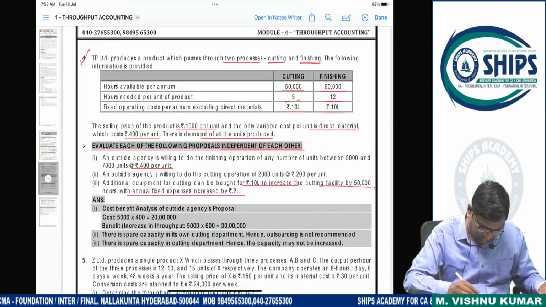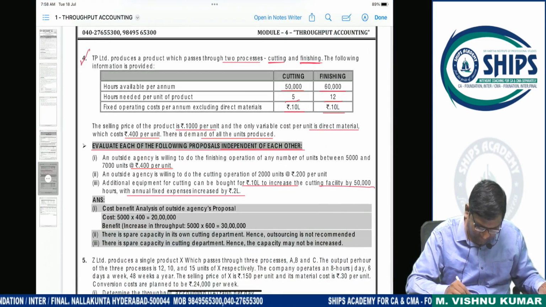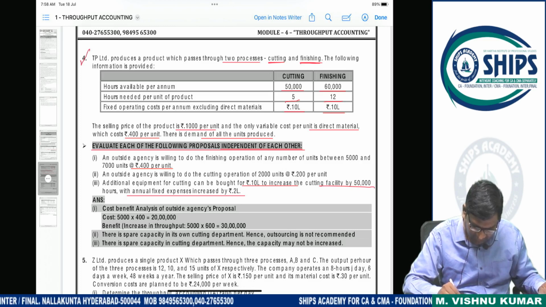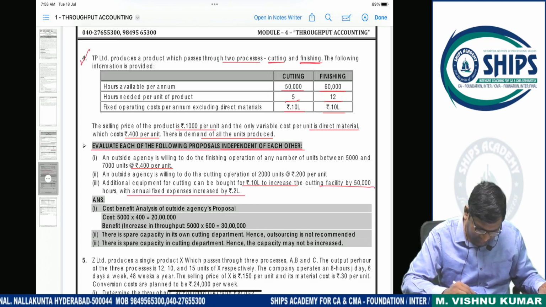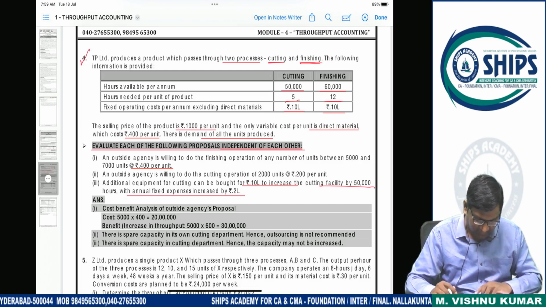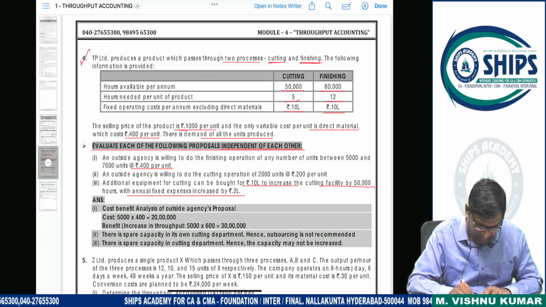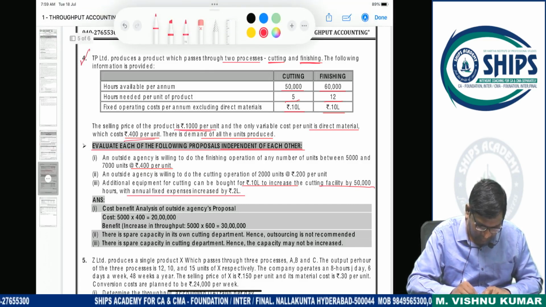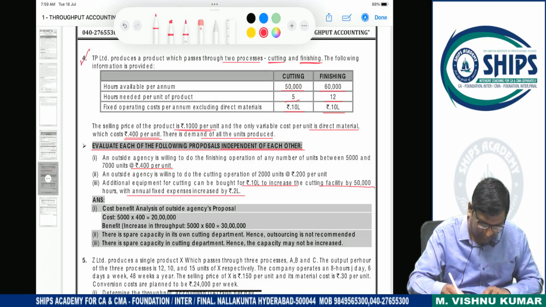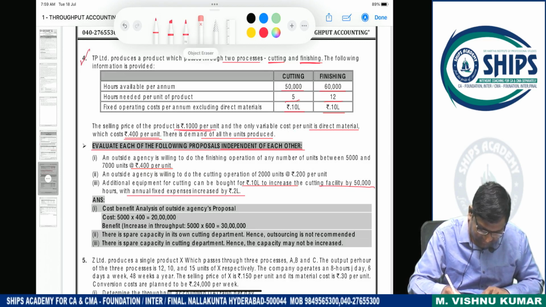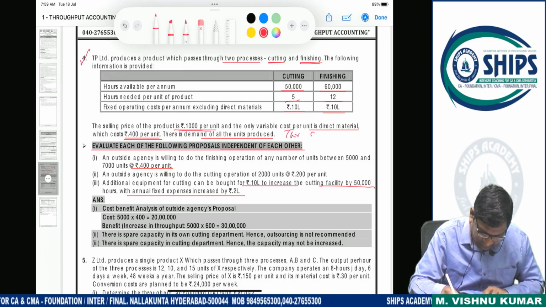But the question is what? An outside agency is willing to do the finishing operation of any number of units between 5000 and 7000 units at the rate of 400 per unit. So right now, what is the company's throughput contribution? 1000 selling price, 400 variable cost, meaning direct material cost. So their throughput contribution is 600.